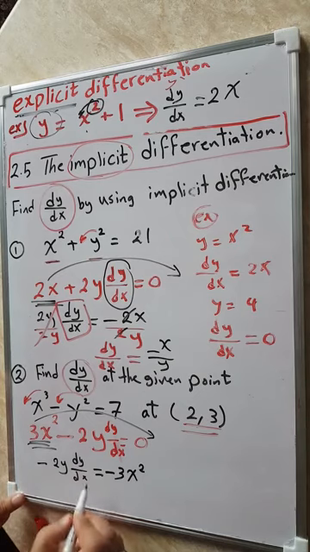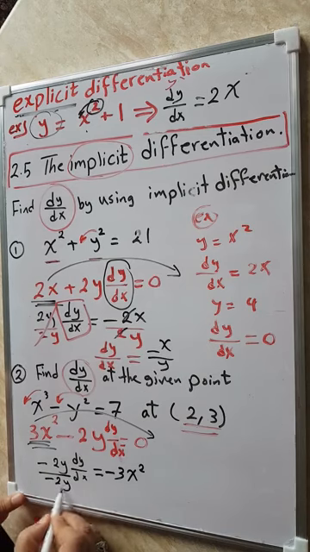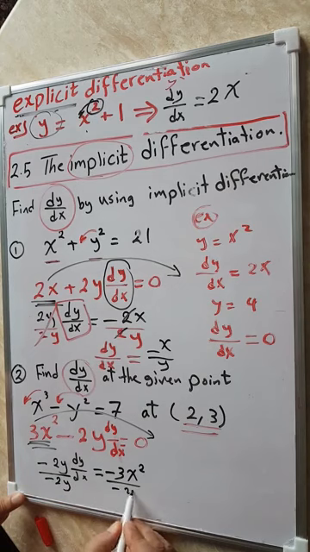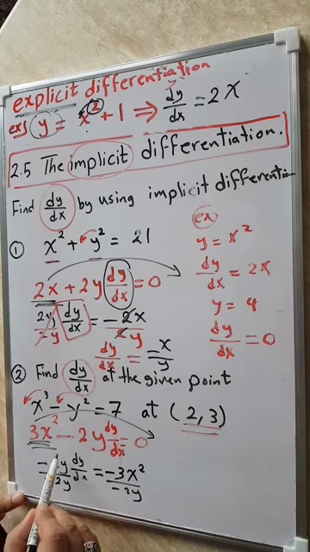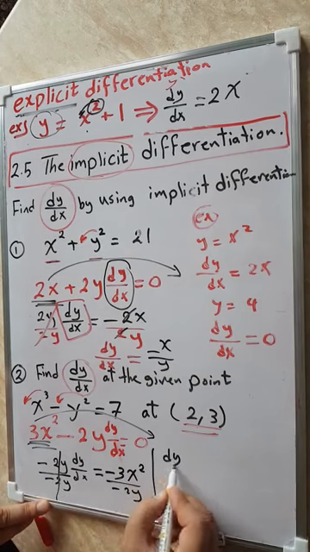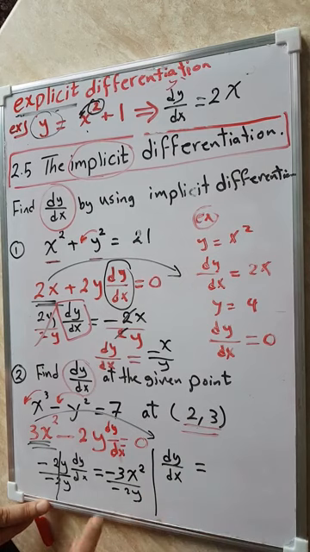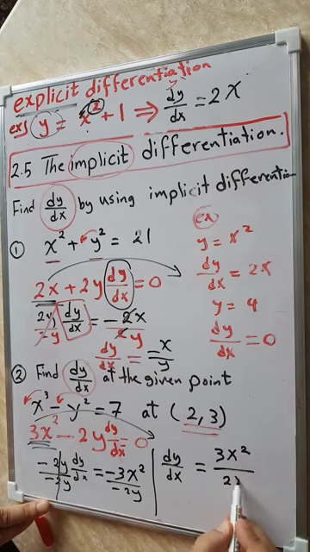To isolate dy over dx, you divide by the number beside it. So it is negative 2y, divide, and negative 2y here, divide. We divide both sides by negative 2y. So this part will be cancelled. So what do we have left here? Dy over dx equals, is there any simplification here? Can we simplify 3 or 2? No, so I will keep it the same, but negative and negative, you can cross out together. So here we have 3x to the power 2 over 2y.